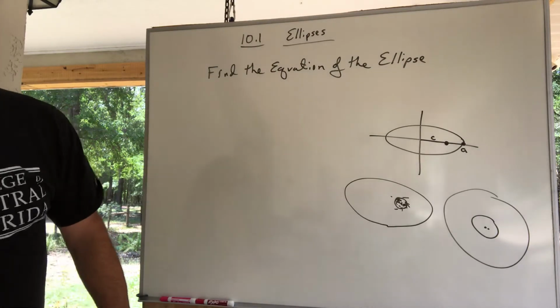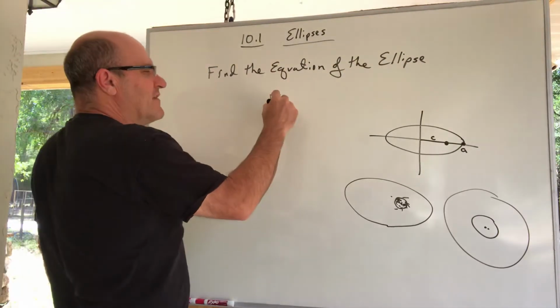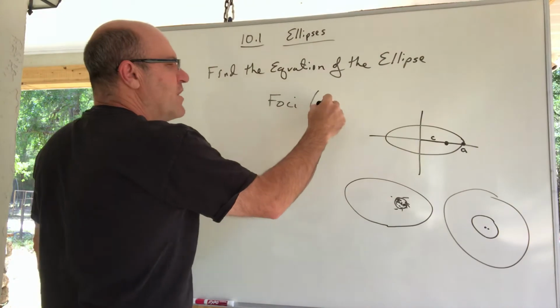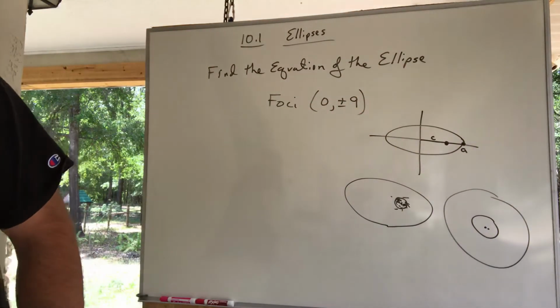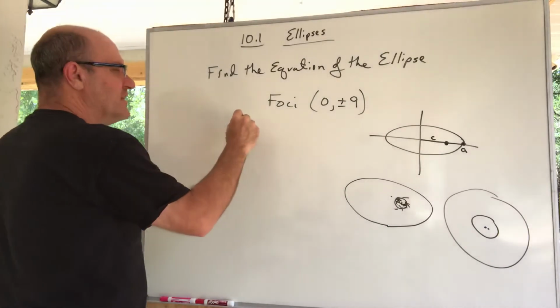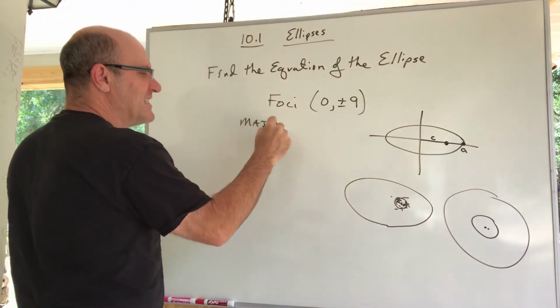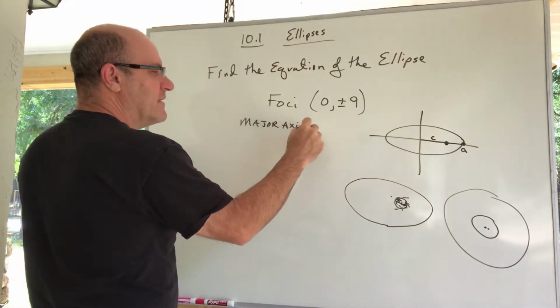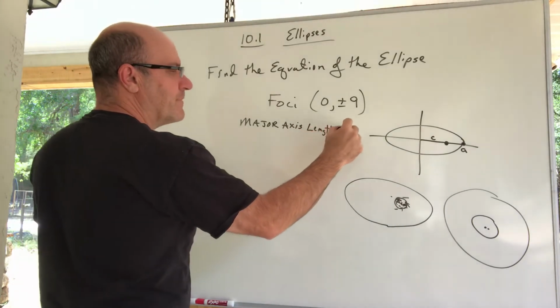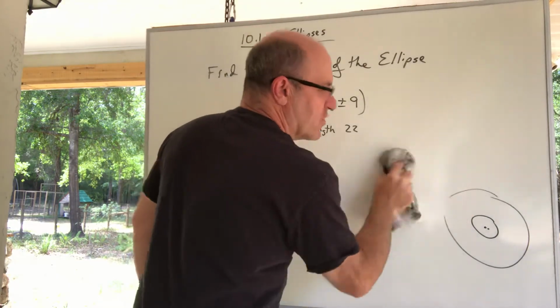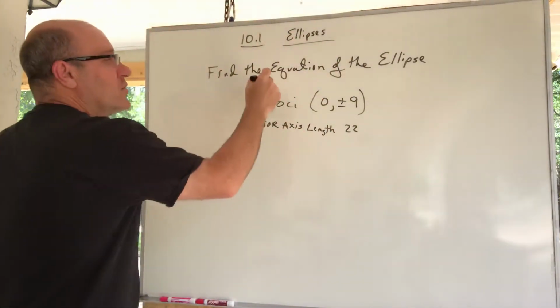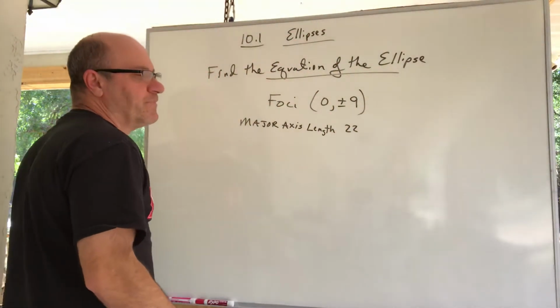Number 32 says the foci, this is kind of easy, the foci are at 0 plus or minus 9, and it says the major axis length is 22. With that information, I should be able to find the equation of the ellipse.